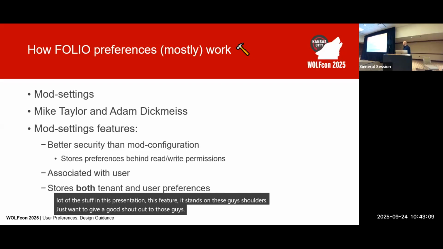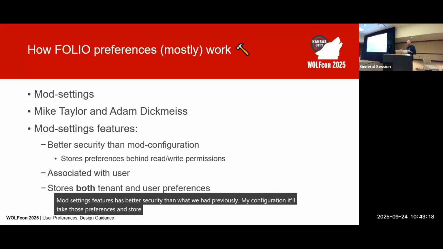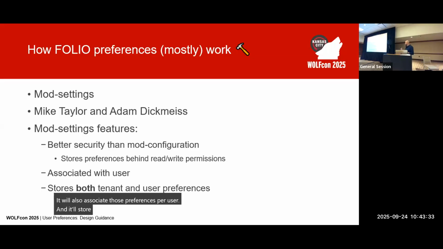Mod-settings has better security than what we had previously, mod-configuration. It'll take those preferences and store them behind read and write permissions, so it's leveraging the permission system that Folio already has in place. It'll also associate those preferences per user, and it'll store both the tenant and the user preferences. So it's doing a lot for us. It's the workhorse here.